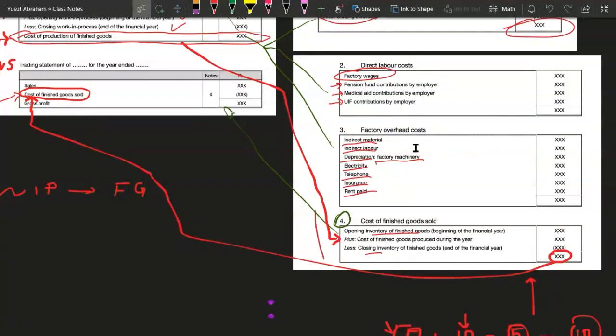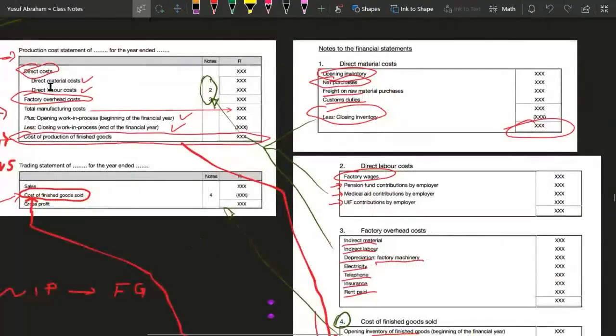And then the third one will be your factory overhead, right? What is your factory overhead? Indirect material, indirect labor, depreciation for the factory machinery, electricity, telephone, insurance, rent paid. All these will form part of your factory overhead. That's how you're going to add them in your statement. Now you have the direct cost and the indirect cost, then you can get a total. All right? And then what else you need to check?